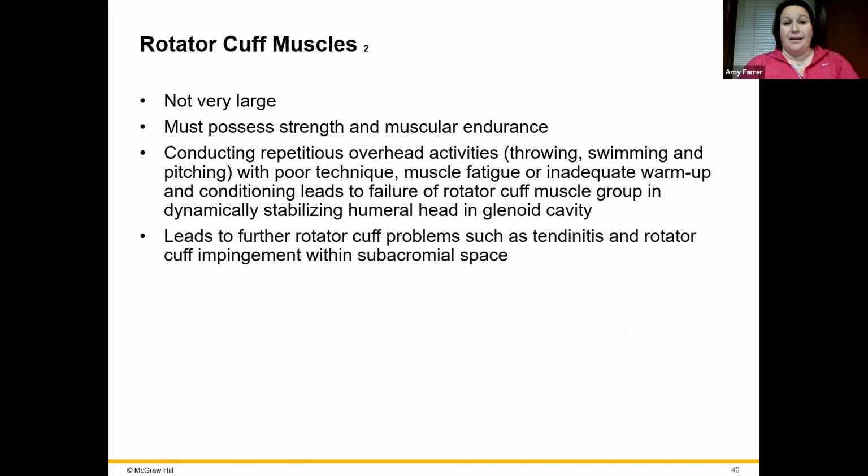Your rotator cuff muscles are not big, okay? They have to have some strength, but they also have to have endurance to task. When we do repetitious things, overhead tasks, throwing, swimming, pitching, we work overhead. We're doing a lot of this. We can have poor technique, muscle fatigue. We can really put ourselves in a position where we have a failure of the rotator cuff. They must stabilize. I can't tell you how many folks I've seen over the years where they were okay, and then it failed when they went to pick up a gallon of milk out of the refrigerator. The gallon of milk didn't do it. It was the 10 years beating it up into that point that did it.